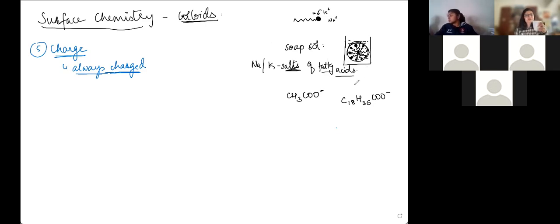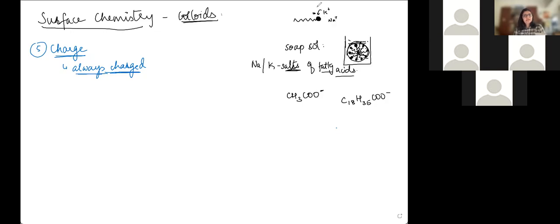Positive or negative? On the entire micelle? Neutral, because it's both positive and negative. Soap is neutral. If I take a random soap molecule, isolate it, it's neutral.